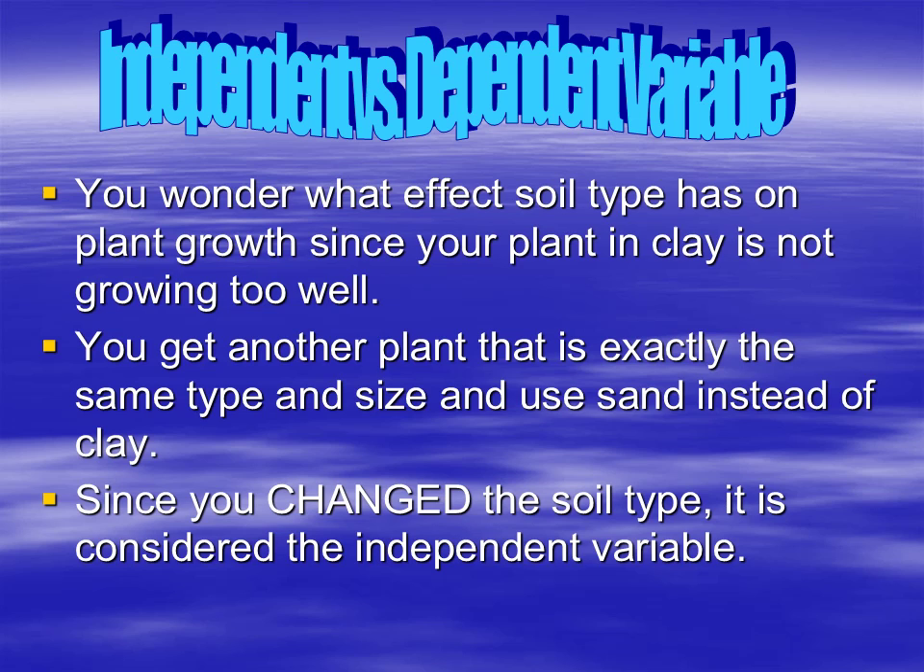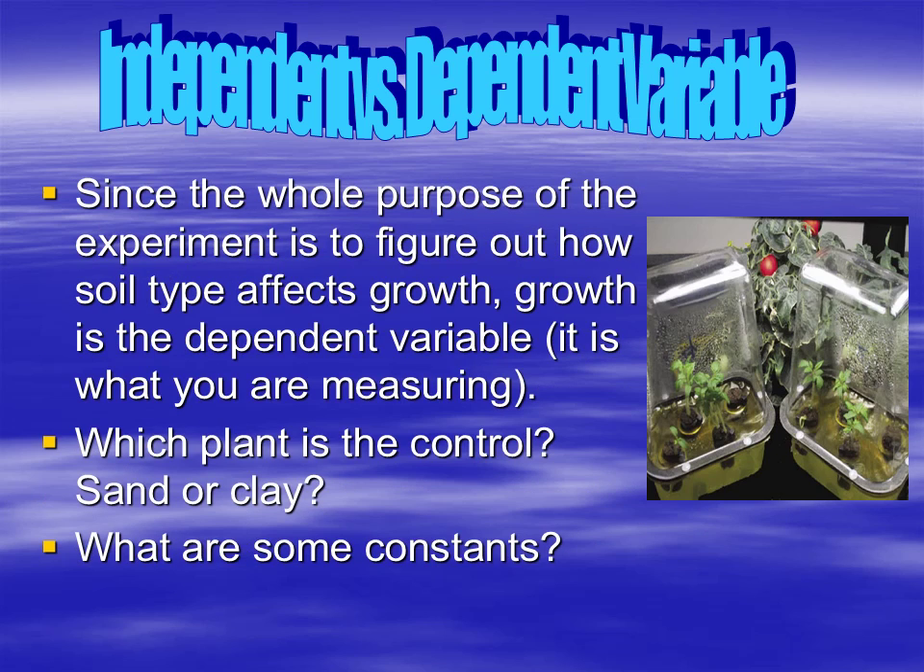So now I'm changing the soil type. The thing that I changed is the independent variable. So soil type is the independent variable. Since the whole purpose of the experiment is to figure out how soil type affects growth, growth is the dependent variable. It's what I'm measuring. So which plant is the control? The plant with the sand or the clay? What are some constants?